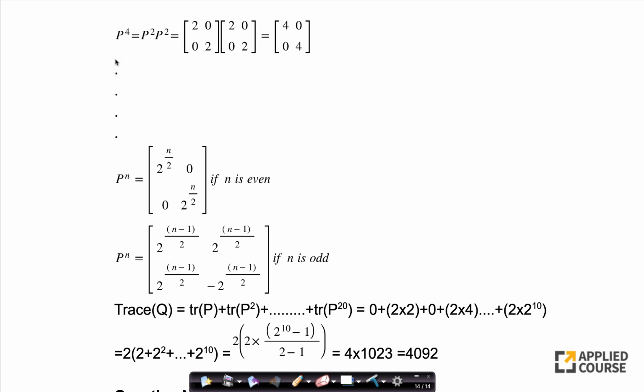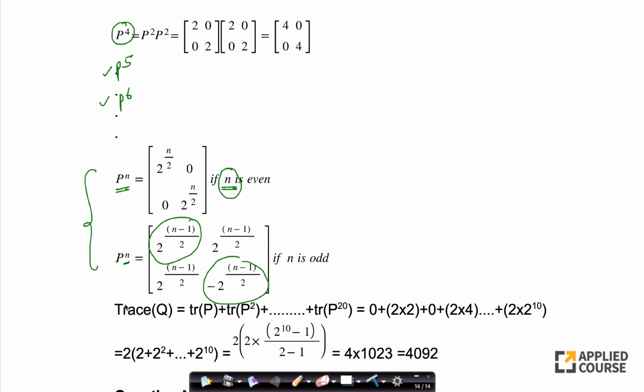If you're not convinced with these formulae, you can also compute P power 5 and P power 6 and convince yourself that they are true. So P power n is 2 power n by 2 on the diagonal elements and 0 on the non-diagonal, if n is even. We have a different pattern when n is odd: you have 2 power (n minus 1) by 2 here and the negative of that number here, and the same number repeats here. This is also true when n equals 1. So when n is even, you have one pattern for P power n, and when n is odd, you have the other pattern.